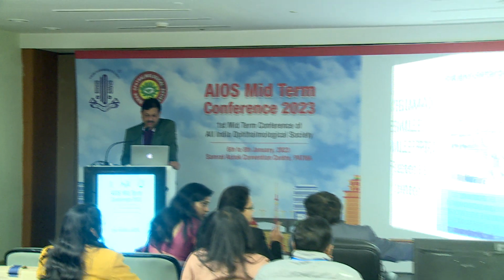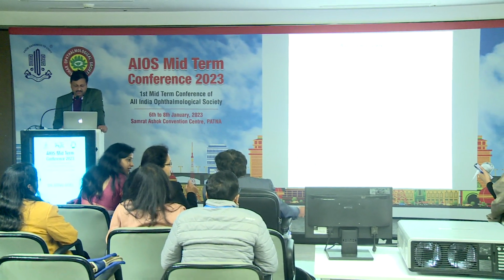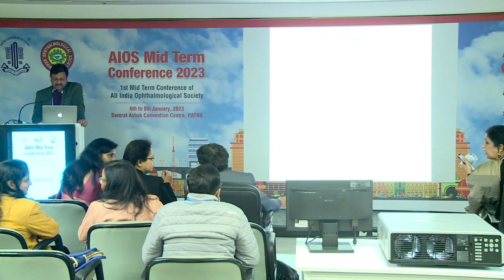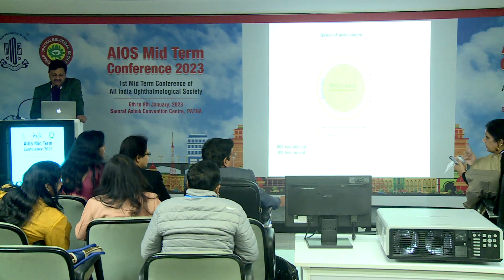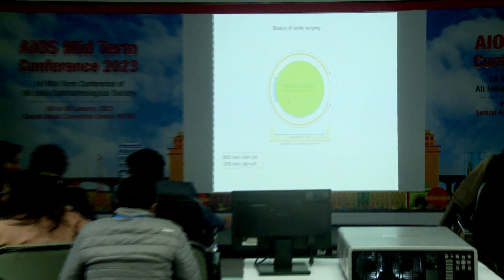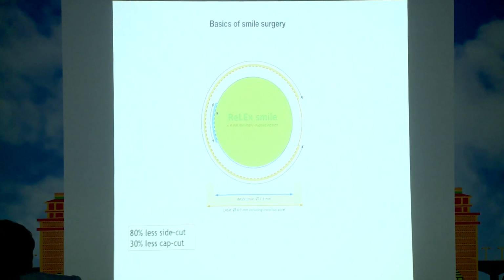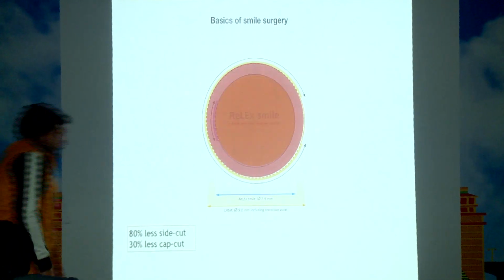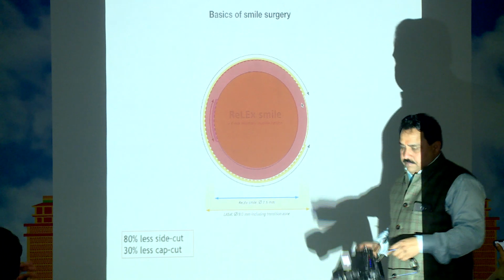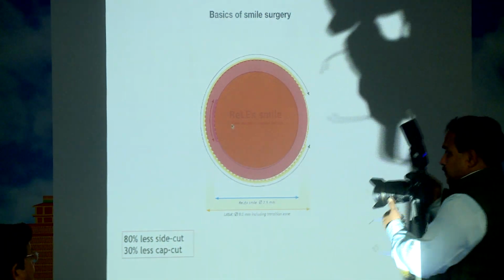I'll be rushing my talk: Visumax Smile Pro, the faster is better. This is the new baby in our hand. For people who have not been doing Smile, just a quick recap. Essentially in Smile, we are creating a lenticule which is extracted through less than 4 millimeter, almost like a 2 millimeter incision, as against the standard LASIK surgery where the hinge itself is 4 millimeter and the rest is the cut.